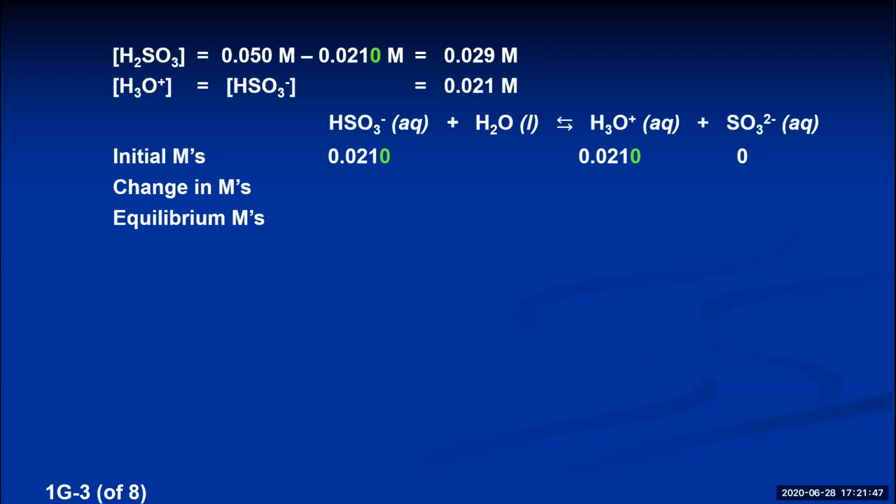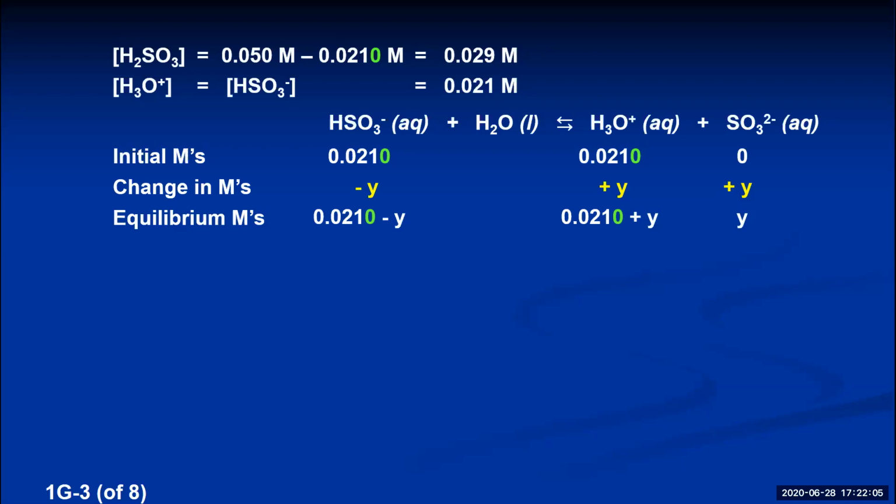The reverse reaction cannot occur. And I'm going to use a different variable. I'm going to say minus Y for the bisulfite, plus Y for the hydroniums, and plus Y for the sulfite. The equilibrium molarities here will be 0.021 minus Y, 0.021 plus Y, and Y.